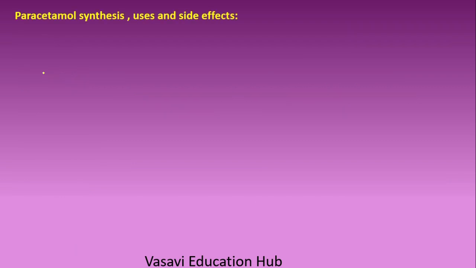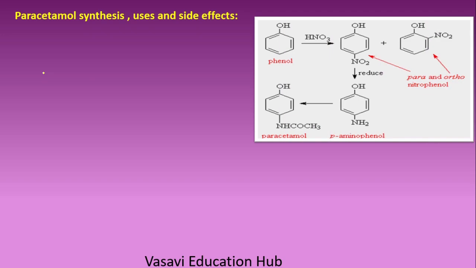So next, paracetamol synthesis, uses and side effects. Okay, so this is the paracetamol synthesis. First of all, when phenol is treated with nitric acid, it forms paranitrophenol and orthonitrophenol. Generally the major product is paranitrophenol. Then it is reduced using sodium borohydride. Here we can use sodium borohydride as a reducing agent, so the NO2 group is reduced to NH2.